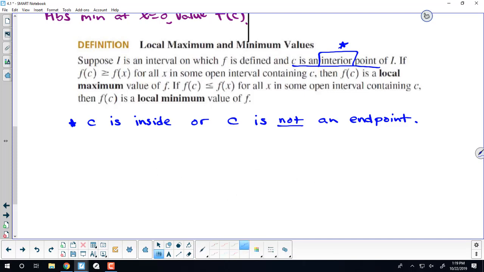So that's for a local max or a local min. What the definition is saying is, in order to be classified as a local maximum or a local minimum, that x value c is not an endpoint. Another way we can say that is, if you're going to classify something as a local maximum or a local minimum, then it cannot be an endpoint. Does anyone have any questions on the definition?